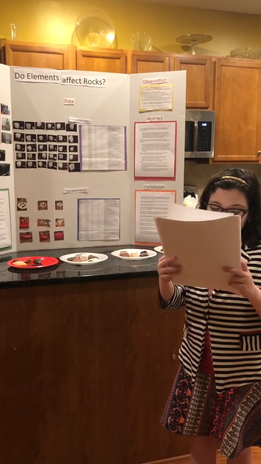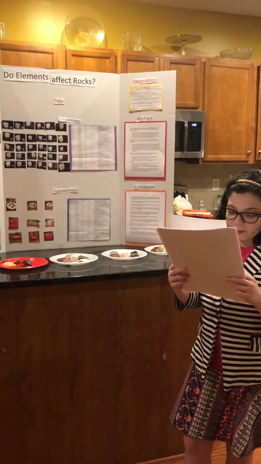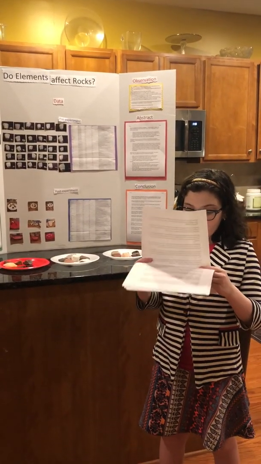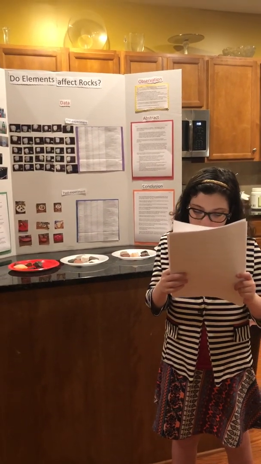The texture did not change. The color changed from white to peach. My hypothesis was that the bromine would make it a darker color. I was correct. Gypsum and the bismuth gained weight and the length stayed the same.